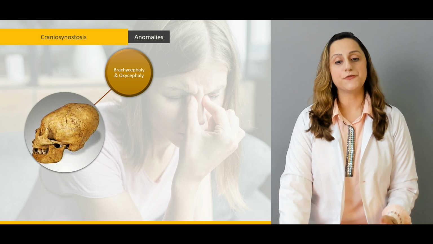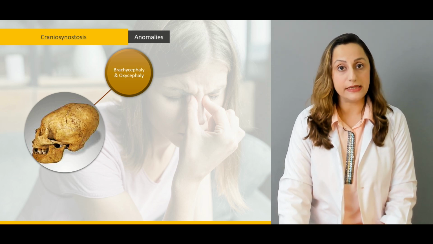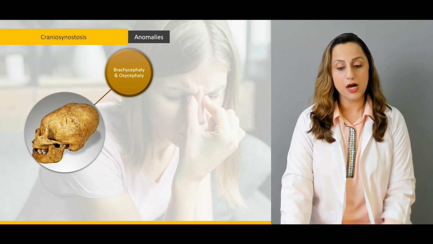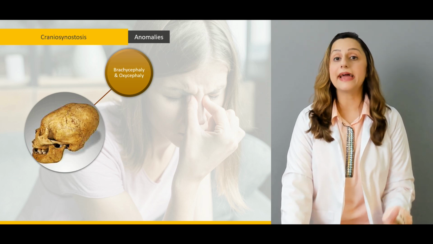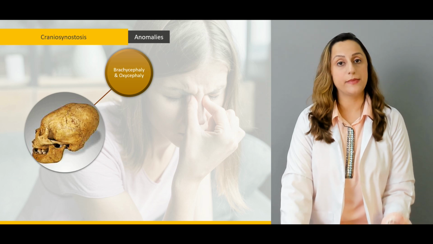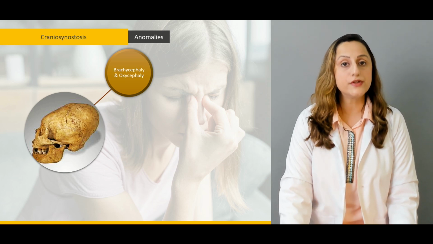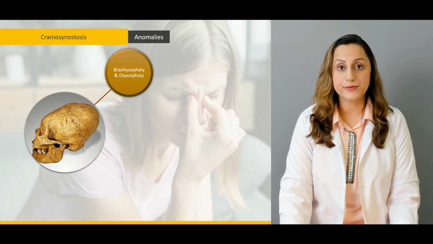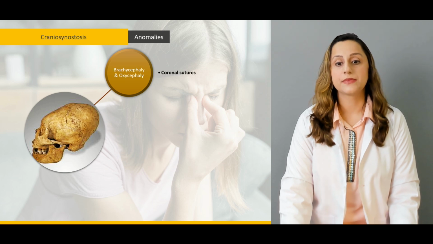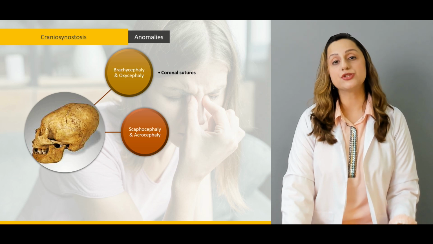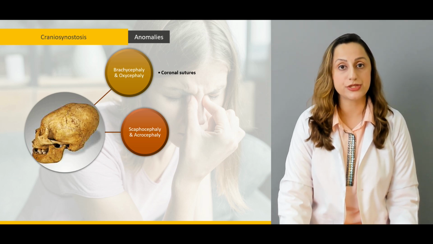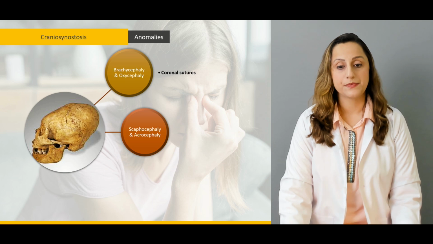These children can suffer from Brachycephaly, or it can be Oxycephaly. Usually this kind of abnormality, known as the clover-shaped skull, is observed in these individuals. The coronal sutures are basically involved. There is a premature closure of the coronal sutures in these individuals.